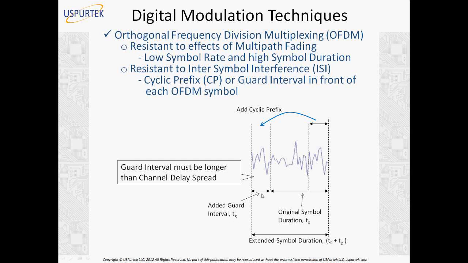This is called the cyclic prefix. Now here I say that the guard interval must be longer than the channel delay spread. Now what is channel delay spread here? In case of multipath fading, what happens?